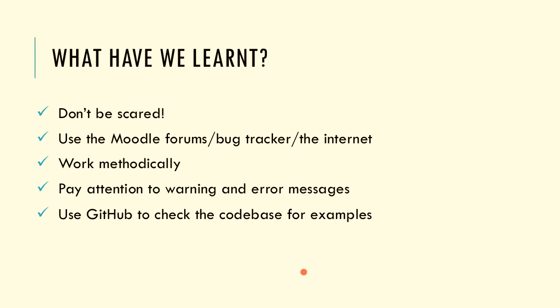Pay attention to warning and error messages. I think if you're used to using Windows, you get an error message and just get rid of it straight away because it never means anything to anyone. Error messages in Moodle do mean something, and they will tell you quite a lot about what you need to do to fix them. And use GitHub to check the code base for examples because that's the right way of doing it.